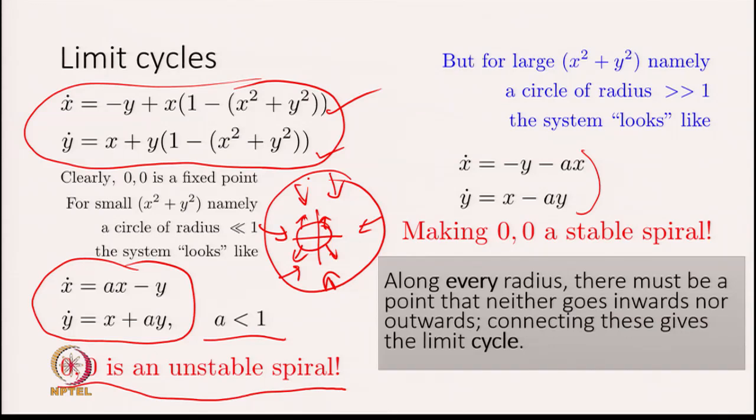And now, this has got exactly the condition that the Poincare-Bendixson theorem requires, namely you have 2 curves, this is C1 and this is C2. Along C1 the vector field points in, along C2 the vector field points out, therefore, somewhere in between along every radius there must be some point that neither goes in nor out, and when you connect all these points, you get yourself a limit cycle.